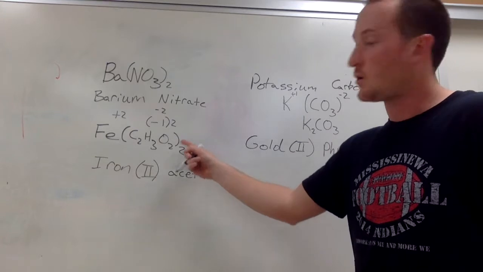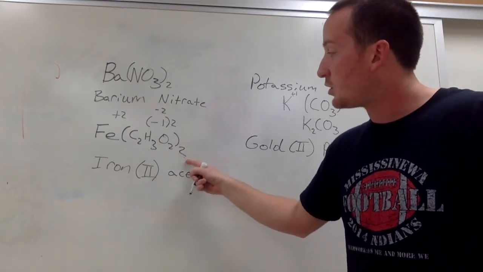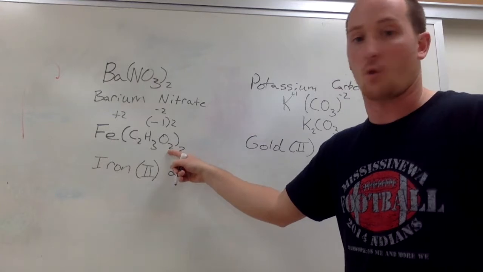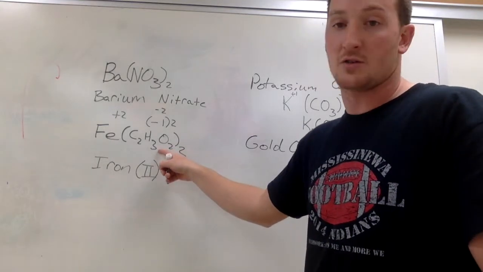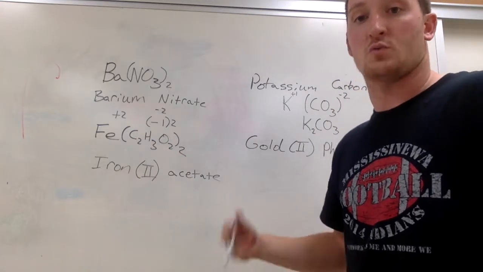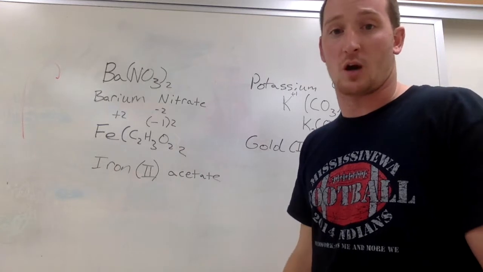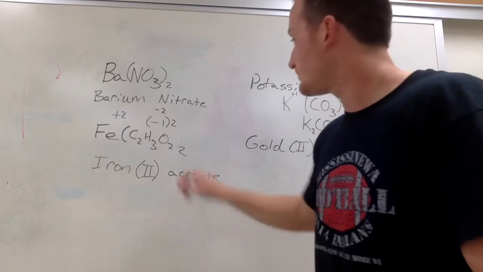Same thing here. Whenever you have parentheses, this 2 here means you actually have 2 times 2 oxygens, which is 4. You have 2 times 3 hydrogens, which would be 6. You have 2 times 2 carbons, which would be 4. If you don't have those parentheses there, it looks like you have 22 oxygens, and we don't.